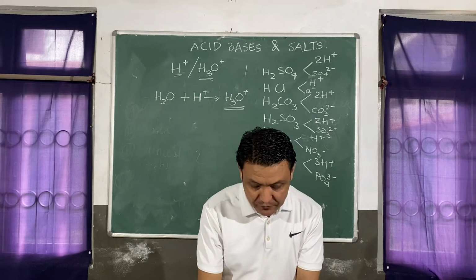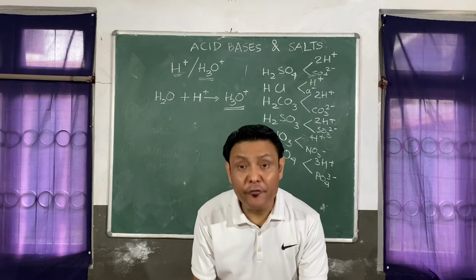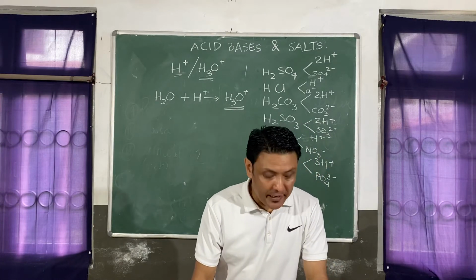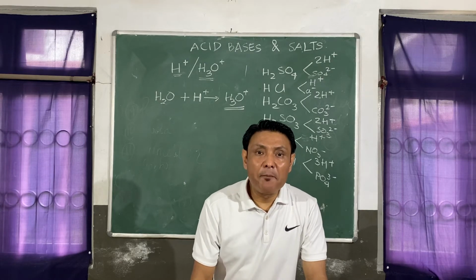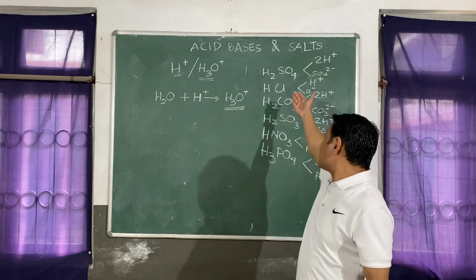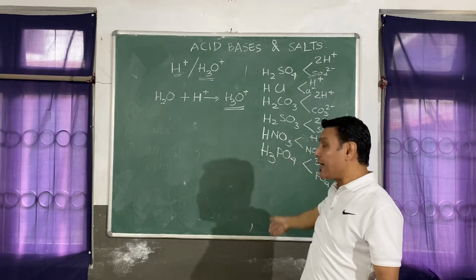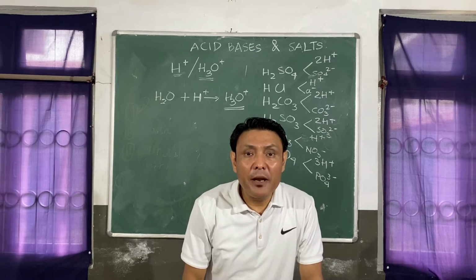Since we are talking about acids, there are many different types of acids. On the basis of sources of acid, I already told you, one is organic acid and the other is mineral acid. All these, sulfuric acid, hydrochloric acid, carbonic acid, sulfurous acid, nitric acid and phosphoric acid, are mineral acids. They are derived from minerals.